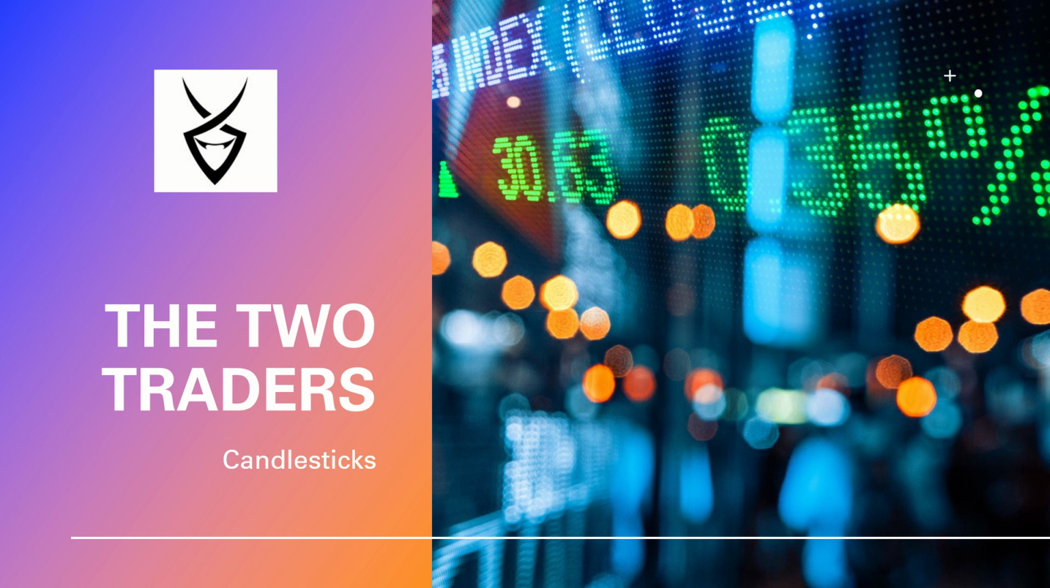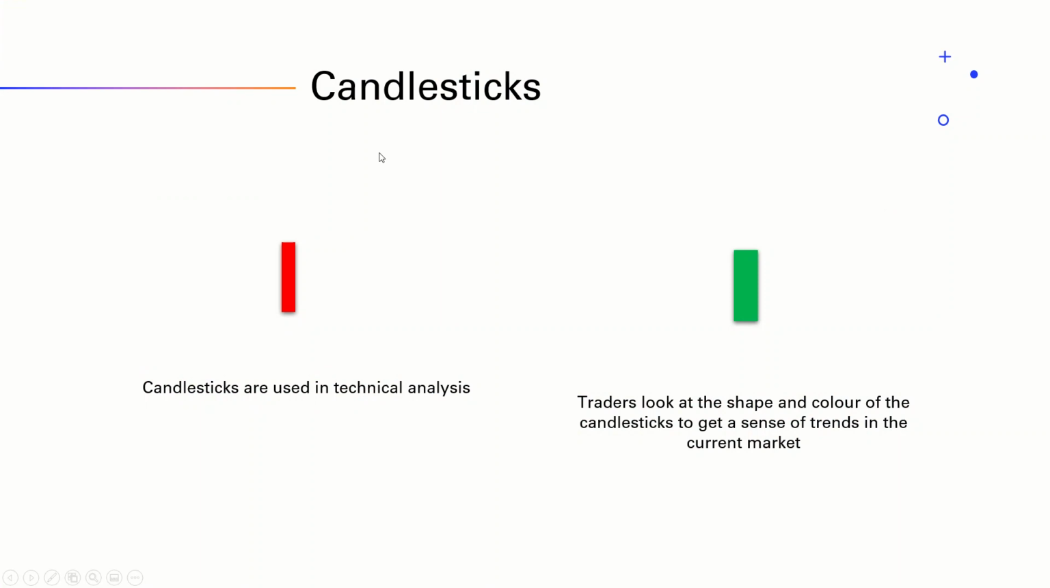Okay, so we're going to start with candlesticks, and I'm going to teach you what they mean, just in case you're wondering. Okay, let's get straight into this and show you what we're going to do. So candlesticks are used in technical analysis. Traders like myself use candlesticks to get a sense of trends in the current market, to see who's in control of the current market. And it all comes down to price action and technical analysis, and that's what you're going to learn about in our course.